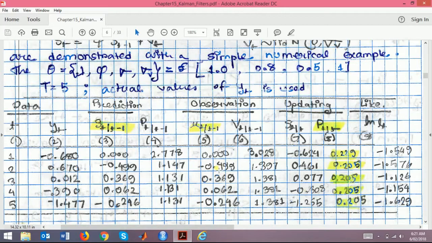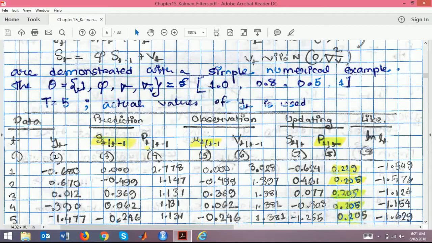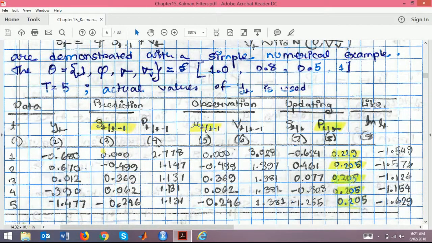So actual values of y are used. For different periods of t, we have different values of y. S10, we know, starts from 0, and that moves ahead because S10 is equal to phi S0. With that equation it will automatically update, and the variance, this was the mean, and the variance is P10. P10 is phi square P0 plus Vt, so that automatically follows. So the predictions happen here.